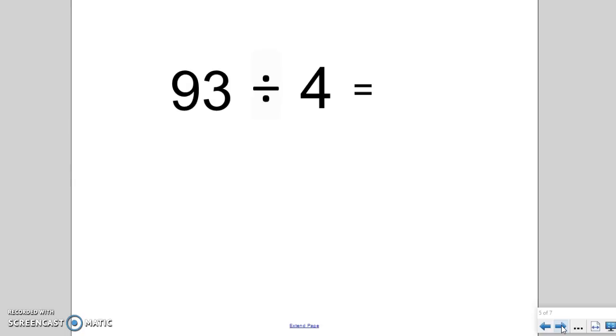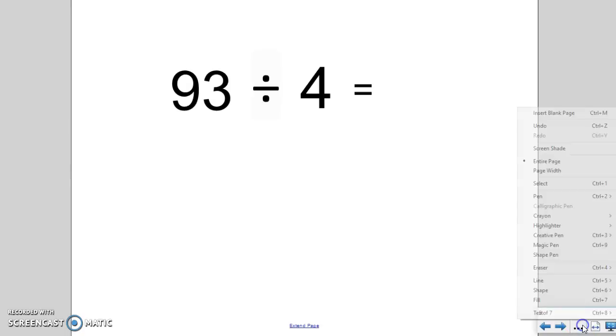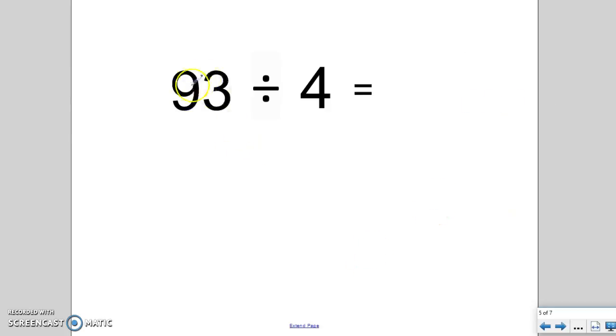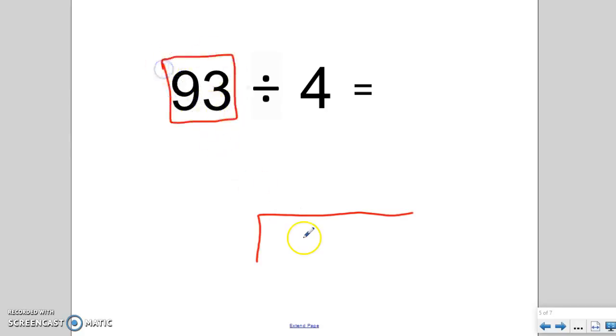So I want to model how to solve, but more importantly, I want to model for you how to set it up. That's what mostly this video is going to be focusing on, how to set this problem up. So since I don't want to draw 93 of anything, I know that I need to draw the house. I know that the amount of objects that I'm starting with, 93, is going to go inside the house.